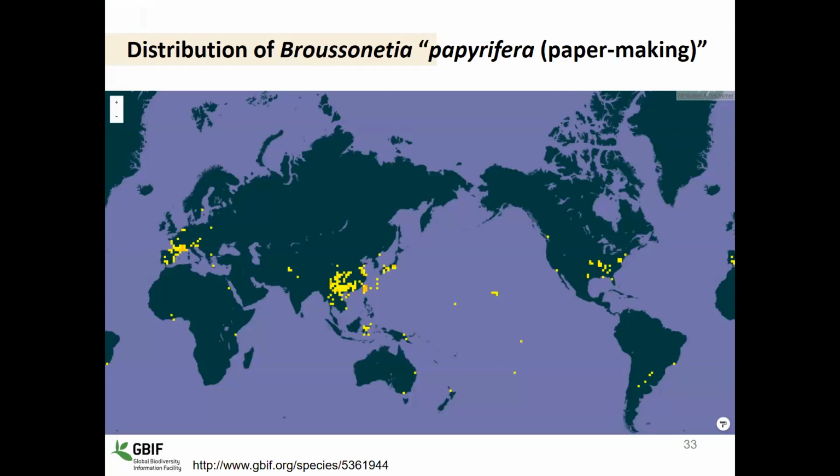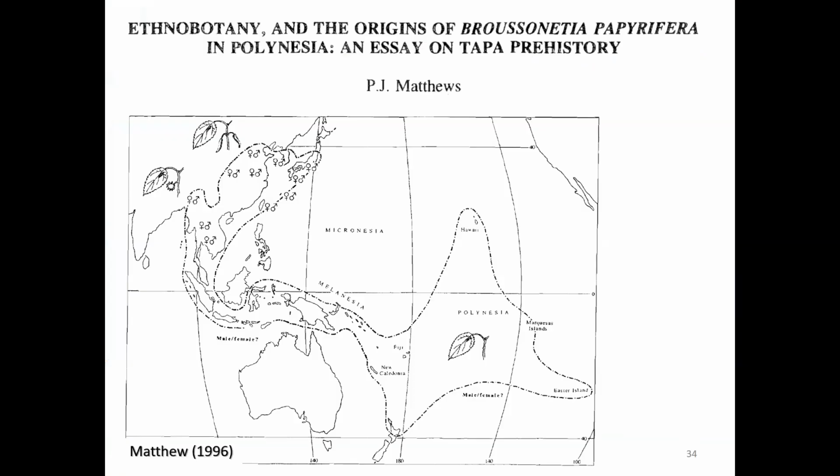Indeed, the scientific name of paper mulberry is Broussonetia papyrifera. The tree is used to make paper. Actually, 2,000 years ago, it was documented that the Chinese Cai Lun used the paper mulberry tree to make paper. But in the Pacific, there is something very interesting.